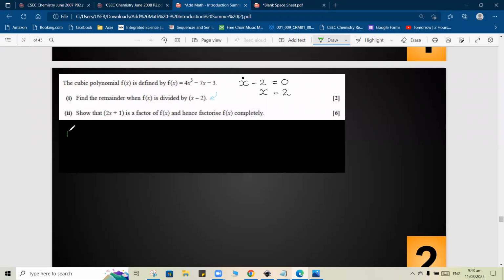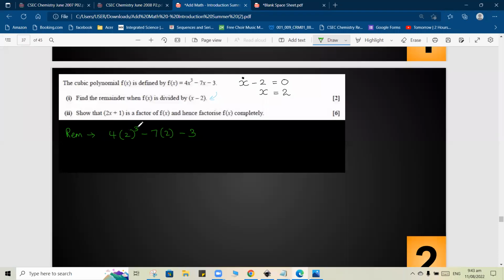So let's try that. We're going to try to find the remainder here. We have 4 open brackets, 2 cubed minus 7, 2 minus 3, right? Now there's no x squared. Once again, I know there's no x squared, but don't let that bug you. Like I said, it's one less thing to deal with.